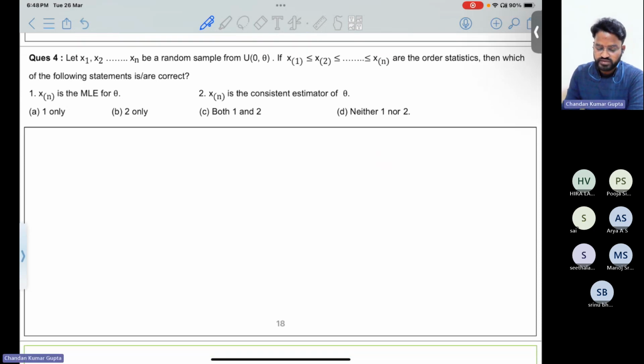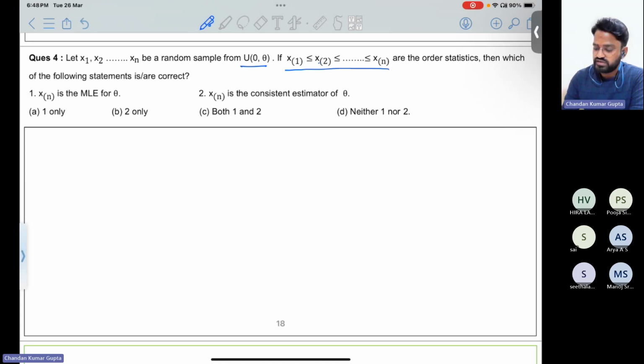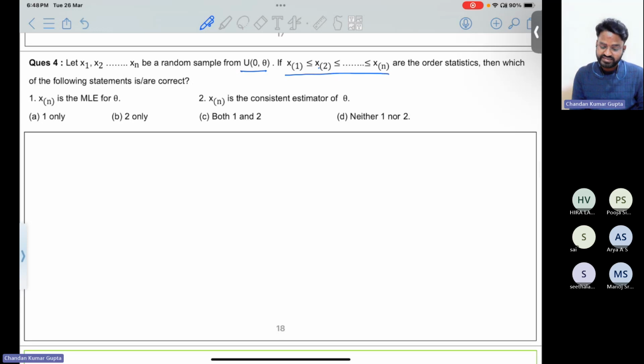Now the next question: x1, x2 up to xn be a random sample from uniform 0 theta. If these are the ordered statistics, we will denote x within bracket 1, x within bracket 2. These are ordered, x1 less than or equal to x2, less than or equal to xn. Which of the following statements is or are correct? Again, xn is the MLE of theta, and xn is the consistent estimator of theta.